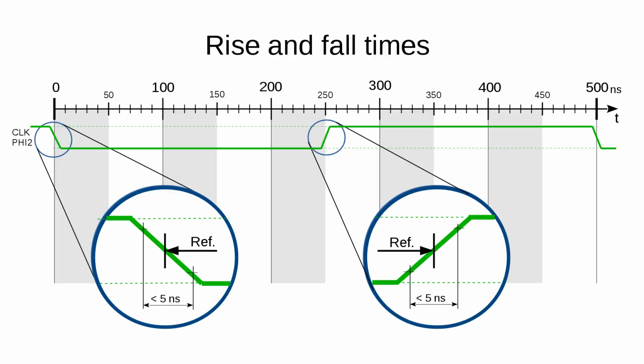Speaking about flanks, the usual time reference for a flank is the midpoint between the high voltage and the low voltage. This explains why the datasheet states that the low and high portions of the clock should be a full 250 nanoseconds. That is, they don't take away the rise and fall times of the flanks.